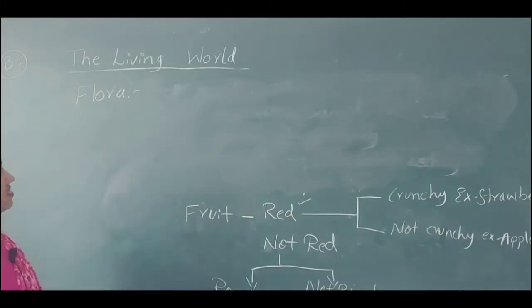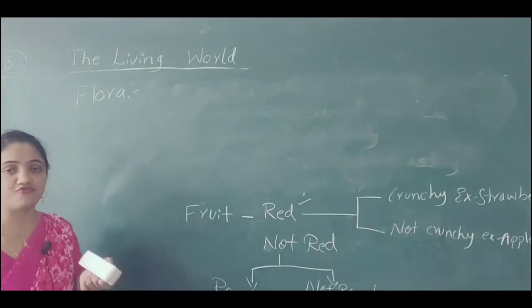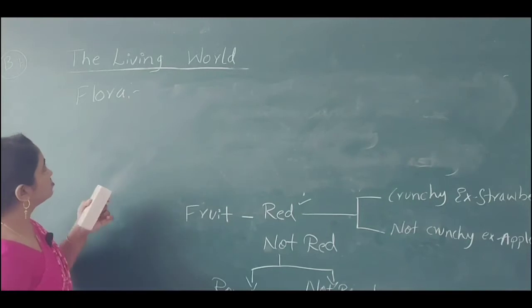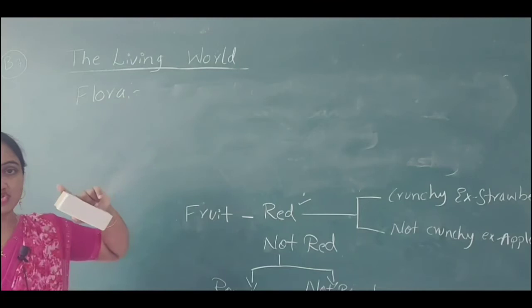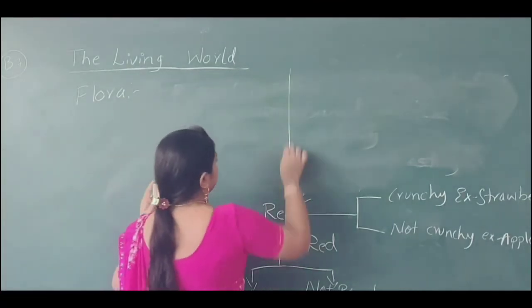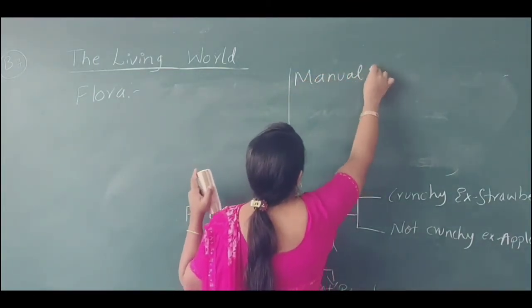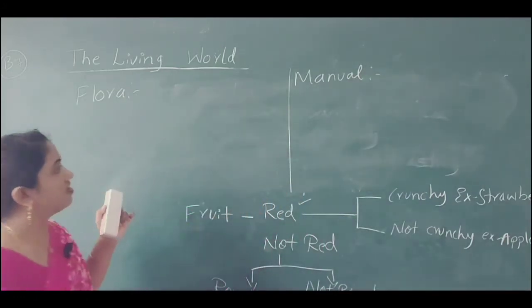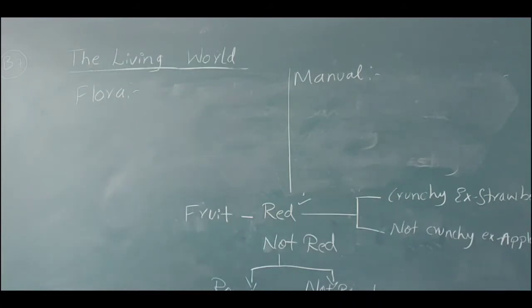Flora contains the information. What information? It contains an actual account of habitat and distribution of plants in a given area. I'll write the flora and manual side by side so that you can make out the difference between these two. Here I am going to write the manual, and here will be the definition for flora. All the definitions are important, my dear students.